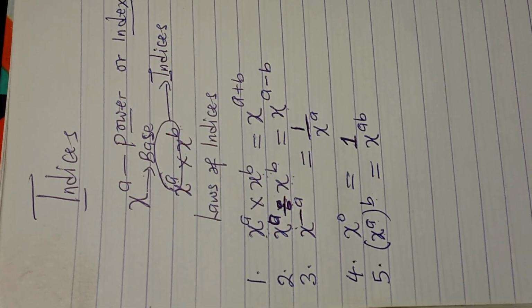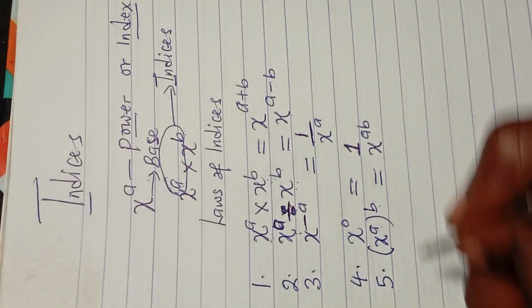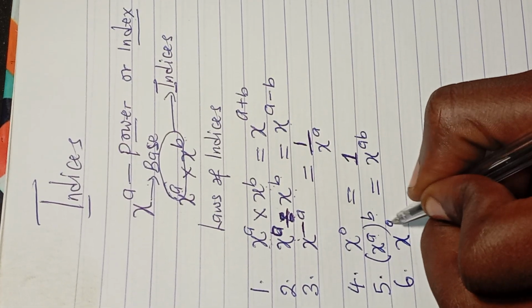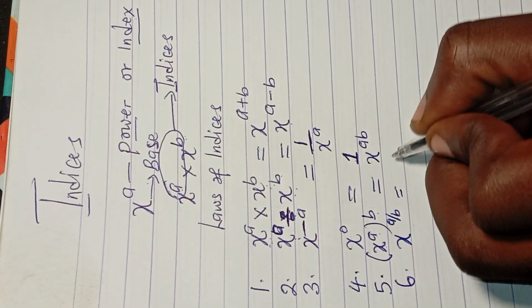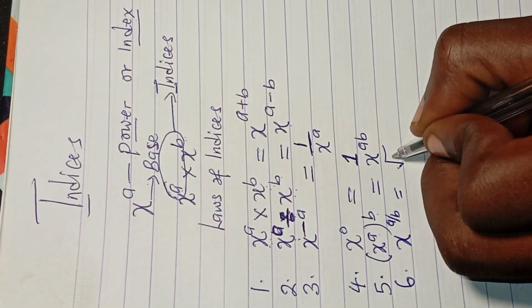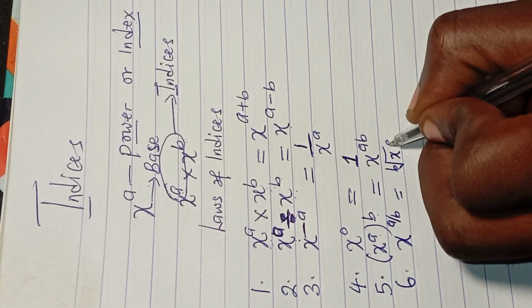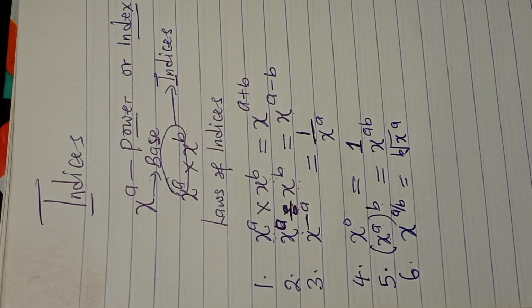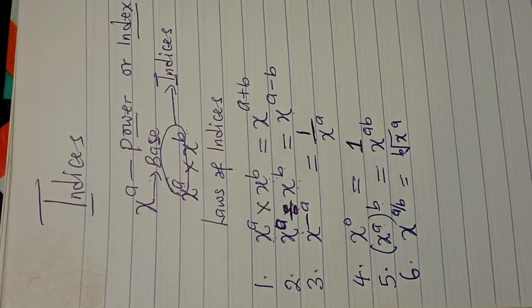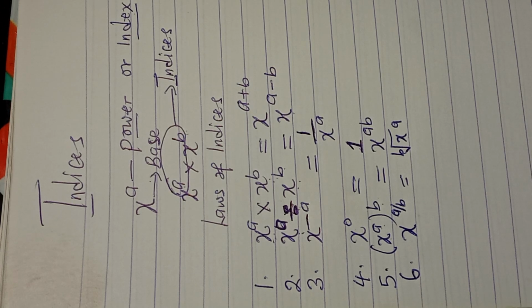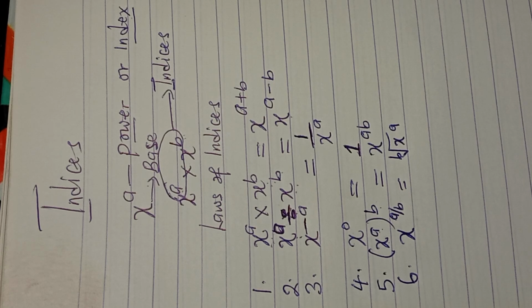So let's look at number 6. If we have x raised to the power a over b, it's something as the x will be in the roots, and then we have b, then a here. So these are the 6 important rules that we are going to look at under the laws of indices. We are now going to take examples of each of these.